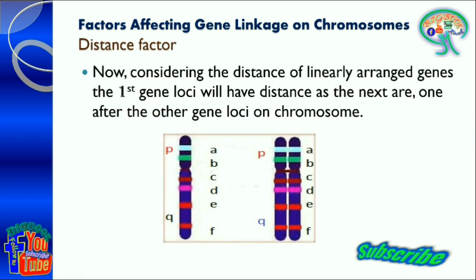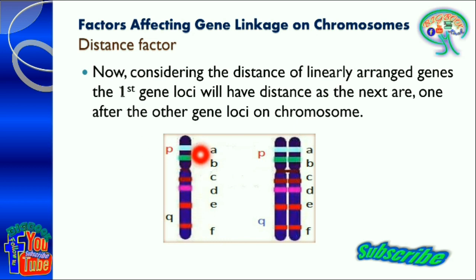So further, in this distance factor, considering the distance of linearly arranged genes, the first gene locus will have a distance from the next, or one after the other, gene locus on the chromosome. It means if you consider the chromosome, as we have discussed, the gene loci are linearly arranged, that is, one after the other.